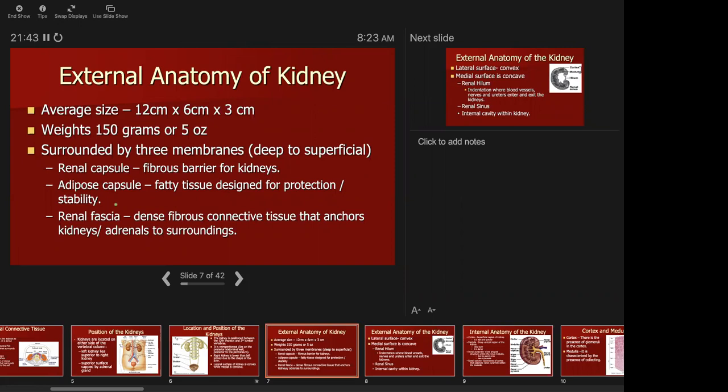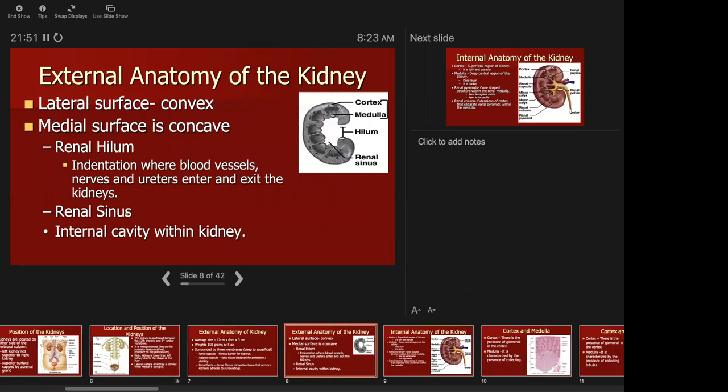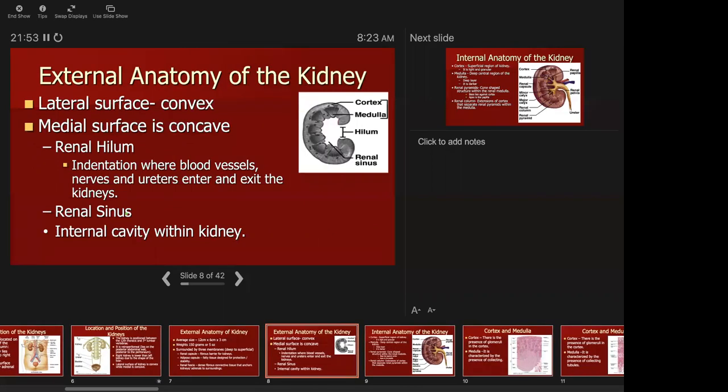And these are the coverings I mentioned to you. It's covered by renal capsule, adipose capsule, and renal fascia. Okay, so I mentioned all this. Now, if you take the kidney and remove all the structures attached to it, blood vessels, nerves, connective tissue, and you make it naked, this is how it looks. It looks like a C. In addition to that, it's also cut to show the internal structures.